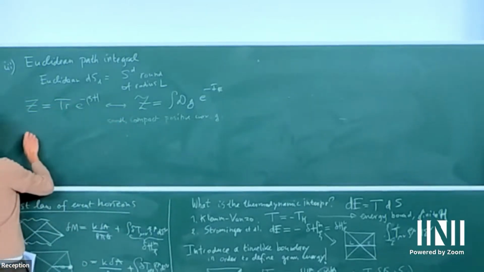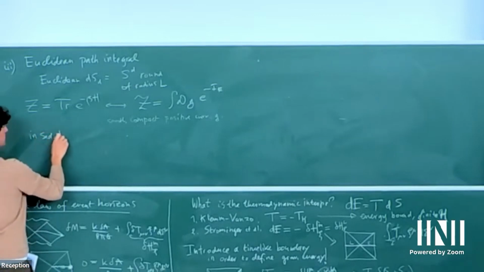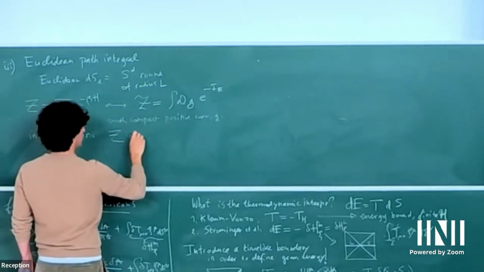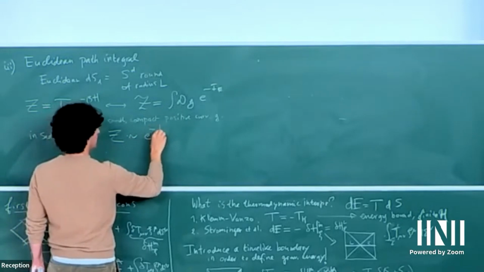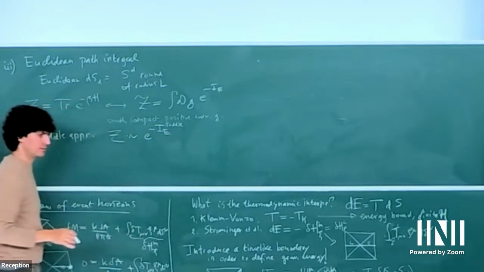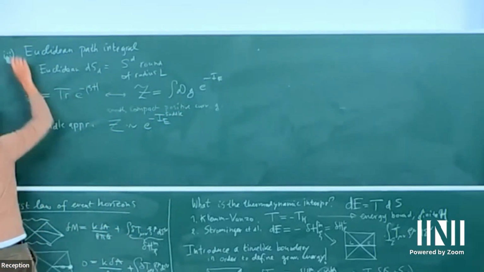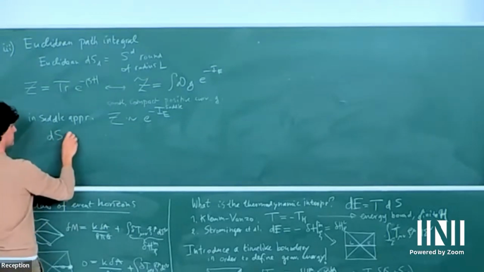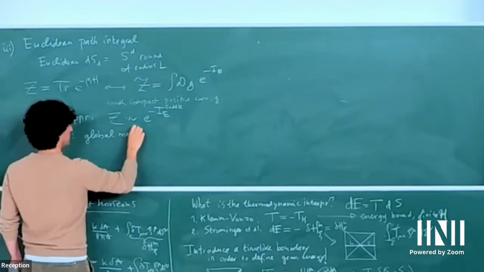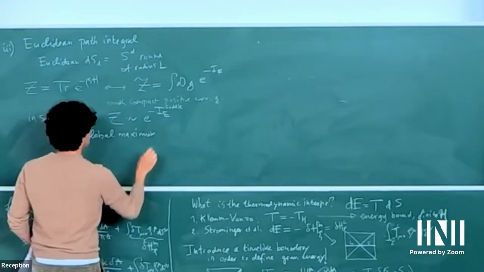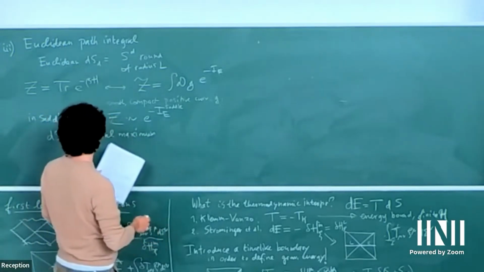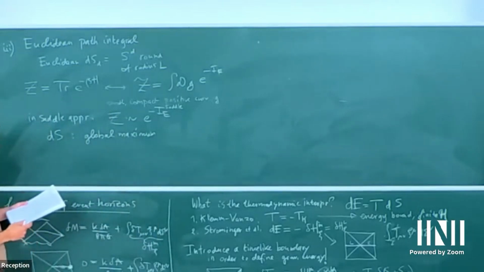But in the saddle approximation, this path integral is dominated by the term where this is the action of the saddle. And so de Sitter, you can show that de Sitter space is a global maximum. So it has minimal action, or in other words, it's minimal volume space-time, Euclidean space-time volume.